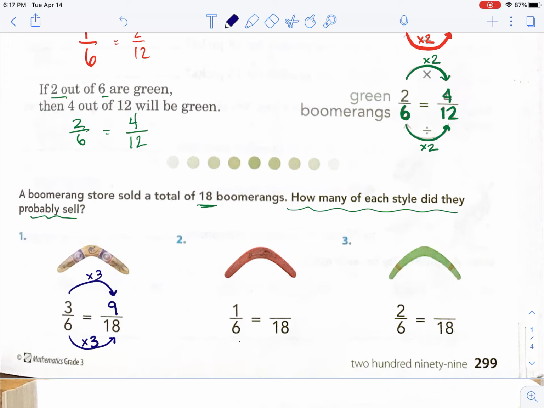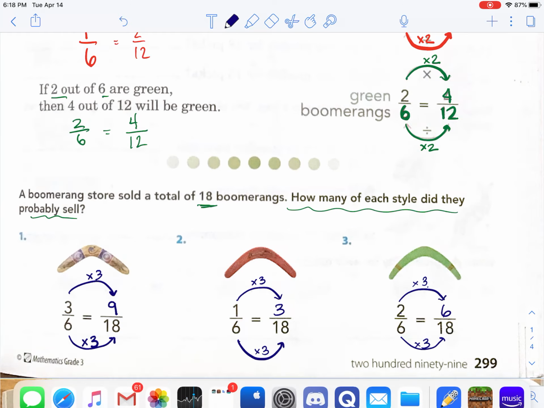Excellent. Okay, again, 6 times what is 18? 6 times 3 is 18. What we do to the bottom, we also do to the top. 1 times 3 is 3. Good job. All right, greens. If they sell 18, 6 times 3 is 18. What you do to the bottom, you also do to the top. So if they sold 2 when they sold 6, when they sell 18, 2 times 3 is 6. They'll probably sell 6 green ones. Do you see that?